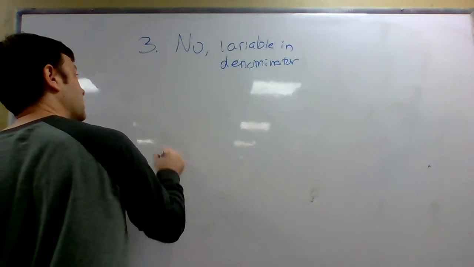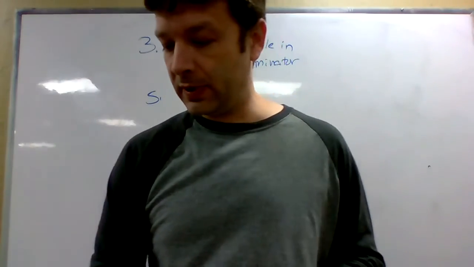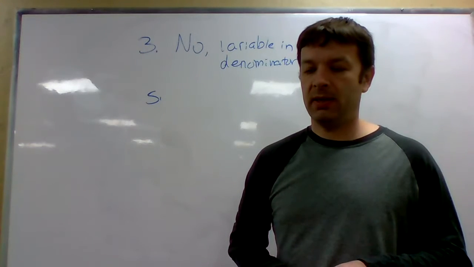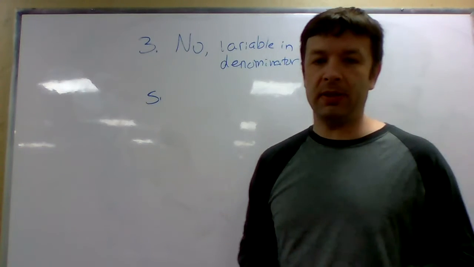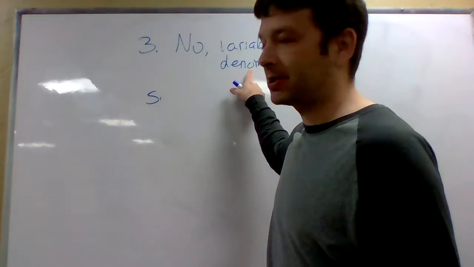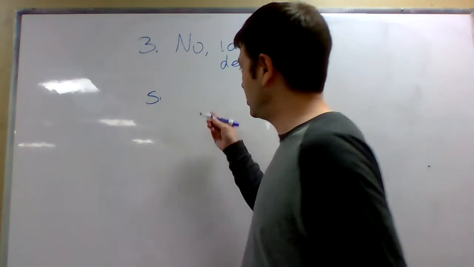Variable is in the denominator. Okay. Number 5. Is there a problem with number 5? Yeah, there's a problem. Polynomials cannot have negative exponents because that basically puts the variable in the denominator. So on 5, the answer is no.